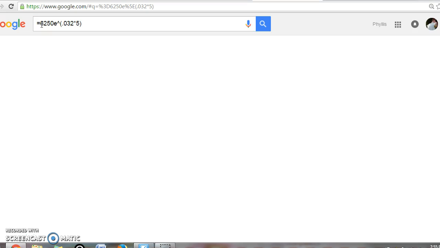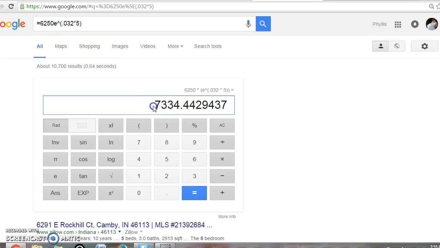So when I type that into my calculator, I get $7,334.44. Then I'm going to subtract those numbers, take this number I have minus the original, which was $6,250, and that's going to tell me how much I made in interest. So write all that down.